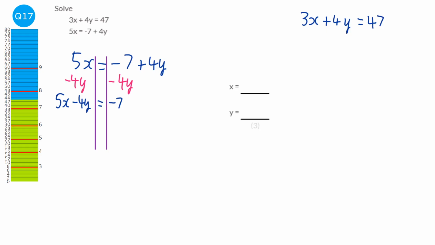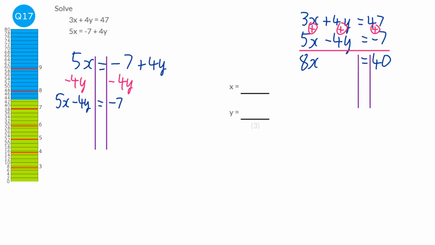Okay, so what we do now is we put both our equations down so we can solve these simultaneously. So 5x minus 4y equals minus 7, and you notice the coefficient of the y is already the same, so we don't need to multiply anything, but the signs are different, and the D in different is the D in add, so we're going to add going downwards. So we're going to add everything. We're doing 3x plus 5x, which is 8x. 4y plus minus 4y is nothing, which is good, because we want to get rid of that. And 47 take away 7 is 40.